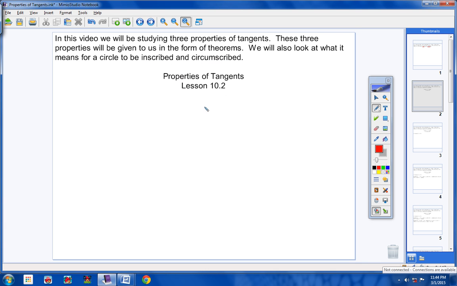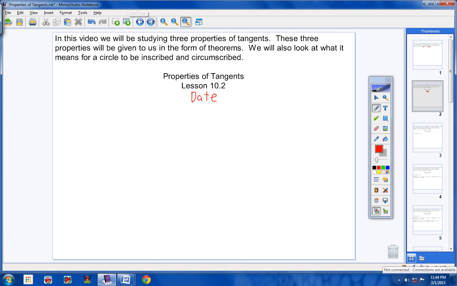Your heading for today is Properties of Tangents, Lesson 10.2, and be sure to include today's date in your notes.